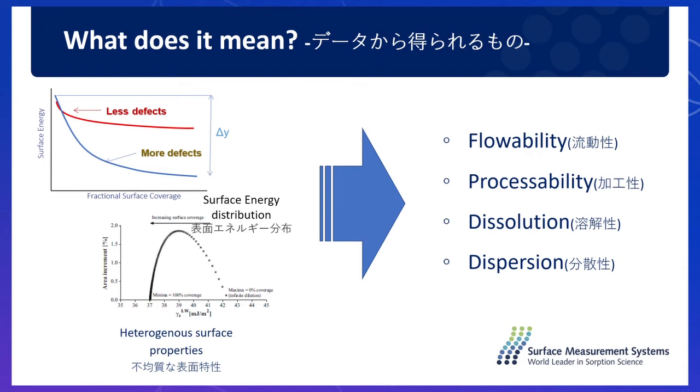So why is it important to measure the surface energy heterogeneity? Not just to have a single, localized surface energy value. Because if you measure the surface energy heterogeneity, you can predict the flowability of your solid particles, the processability, dissolution, dispersion.